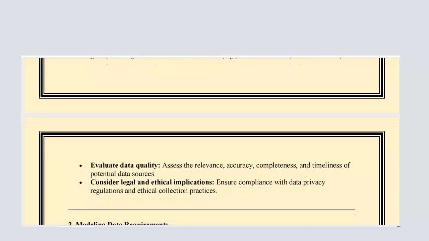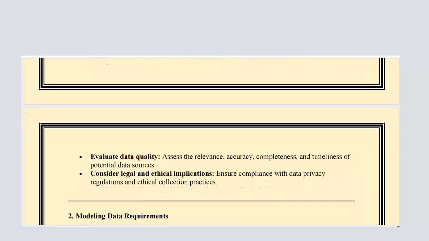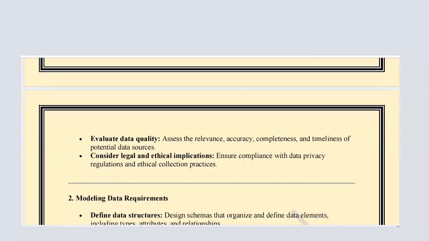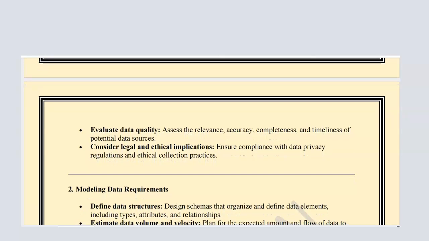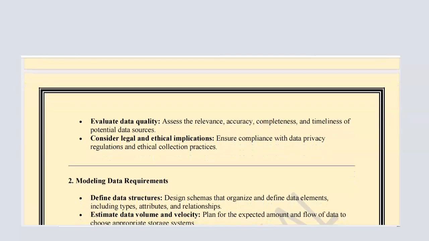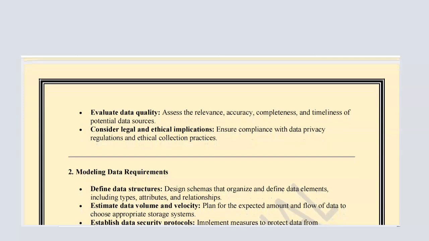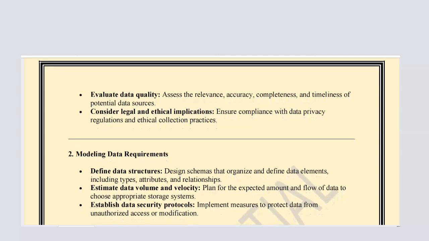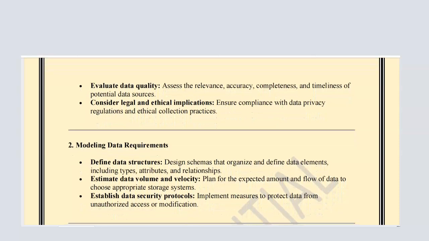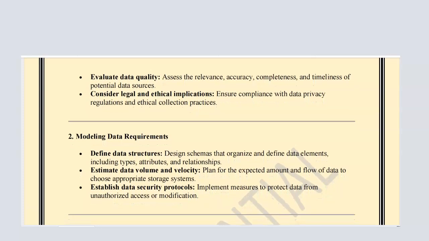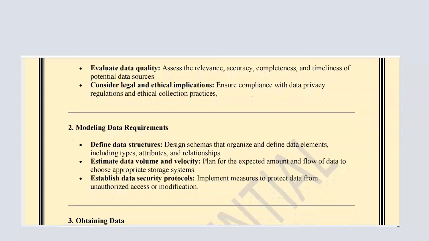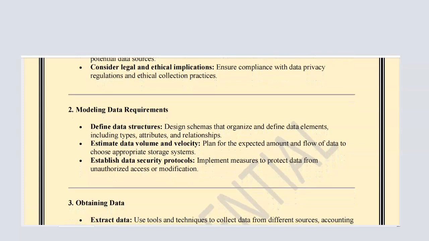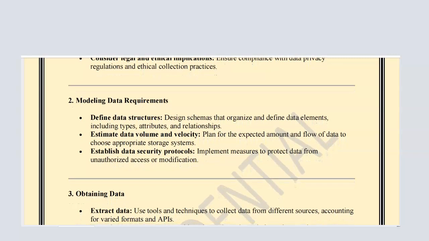Then the second stage is modeling data requirements, whereby you define the data structures. You look at their types, attributes, and relationships, and this ensures consistent data capture and storage. Then you estimate the data volume and velocity, which will help in appropriate storage and processing systems. Then you establish the data security protocol, whereby you implement the measures to protect the data from unauthorized access, modification, or deletion.